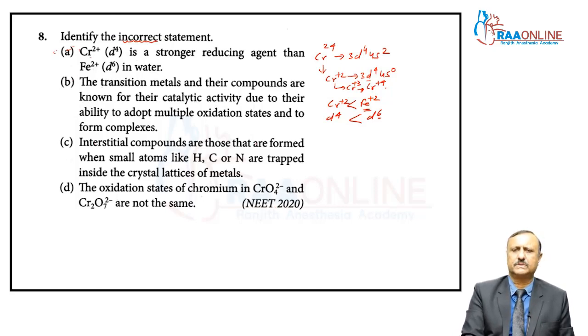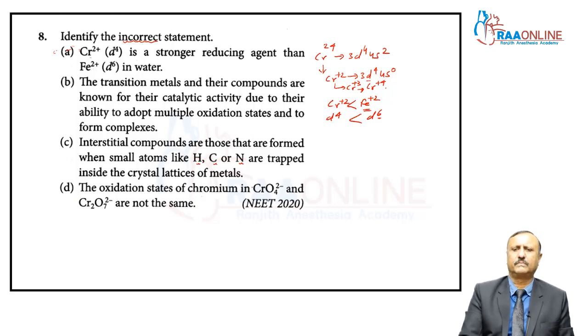Interstitial compounds are those that are formed when small atoms like hydrogen, carbon, nitrogen are trapped inside the crystal lattice of metals. My dear students, this is also a correct statement, because these are the smallest elements and they are present in the interstitial spaces, the space which is present between the atoms. Now, my dear students, we can go to option D.